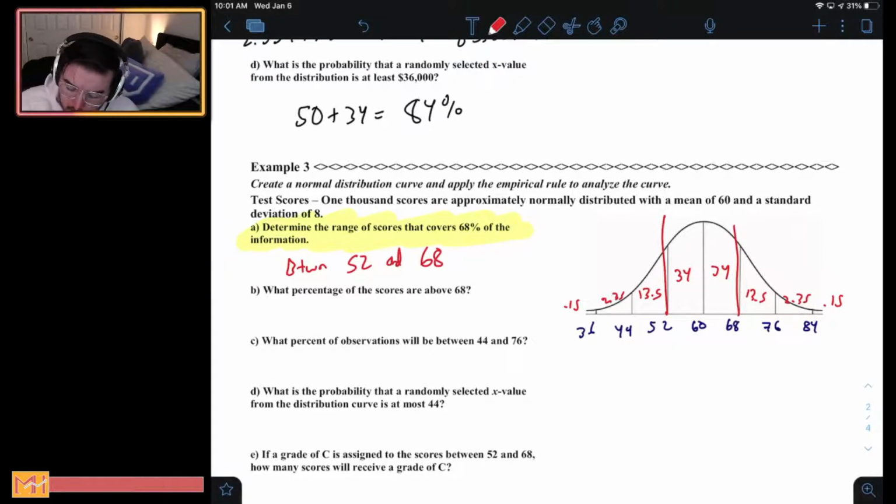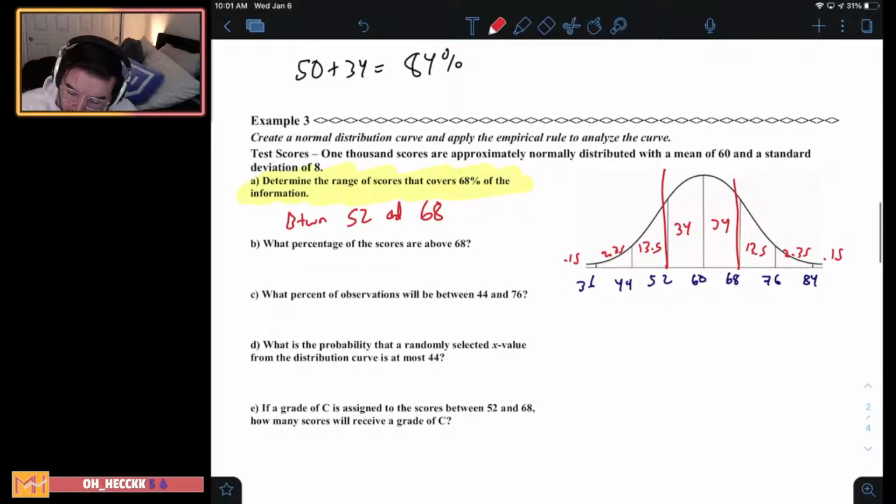What percentage of scores are above 68? So above 68 meaning 68 on up. Well, I'm just going to add those 3 together. That's pretty easy to do. So 13.5 plus 2.35 plus 0.15. And you end up with, I did this ahead of time, 16%.